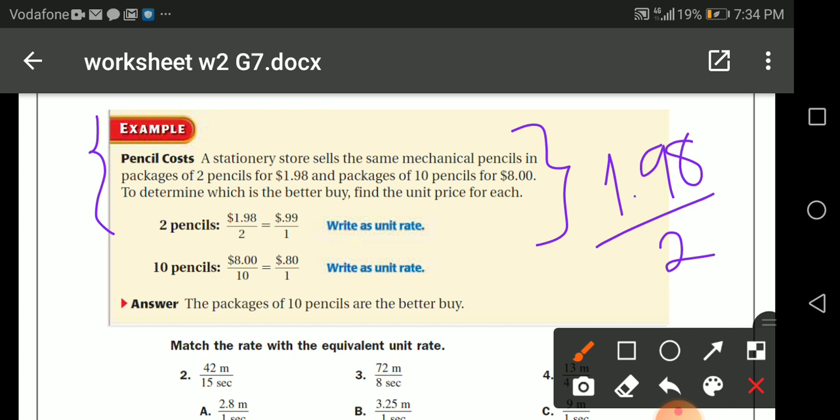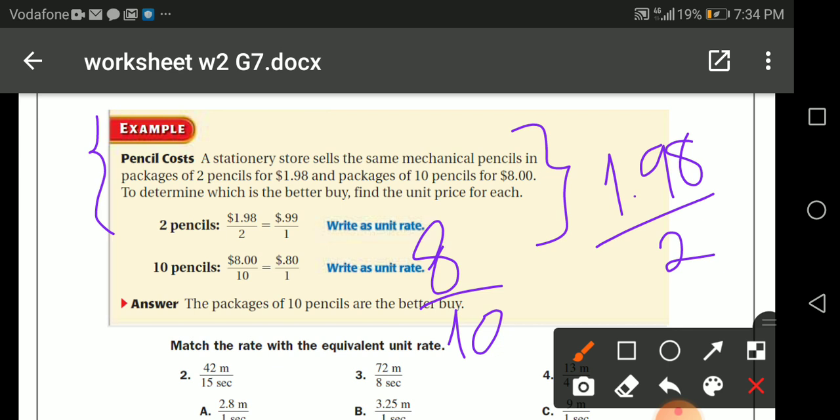And we have 1.98. And packages of 10 pencils, we have another 10 pencils for 8. And this is for 8. And what? To determine which is better by, find the unit price for each.